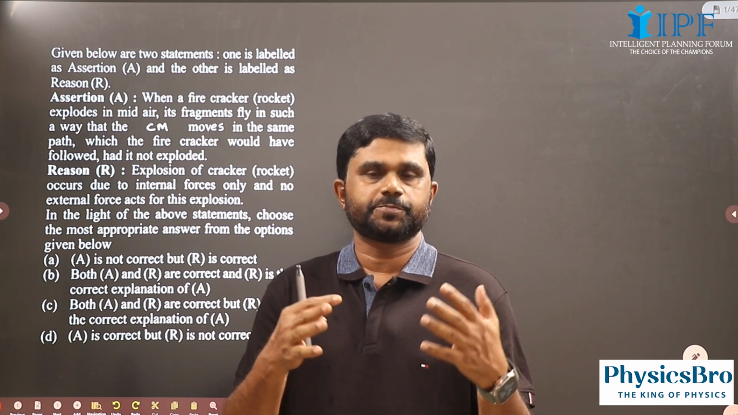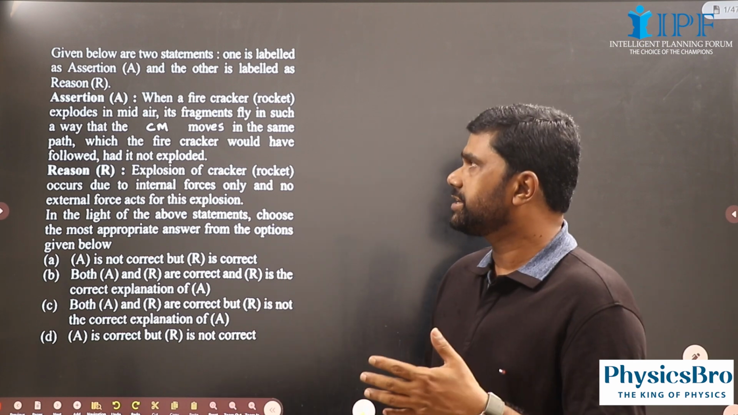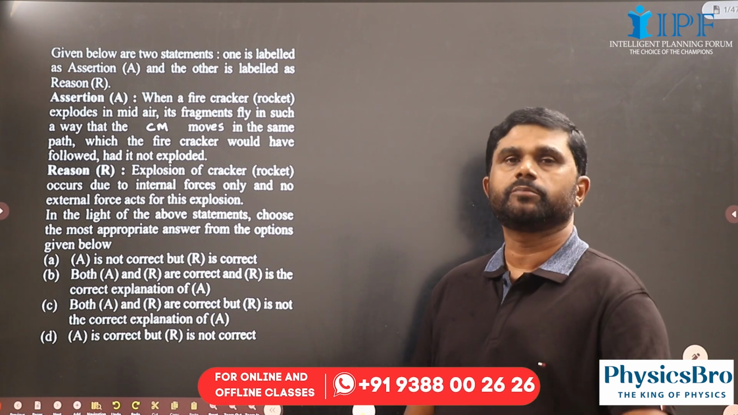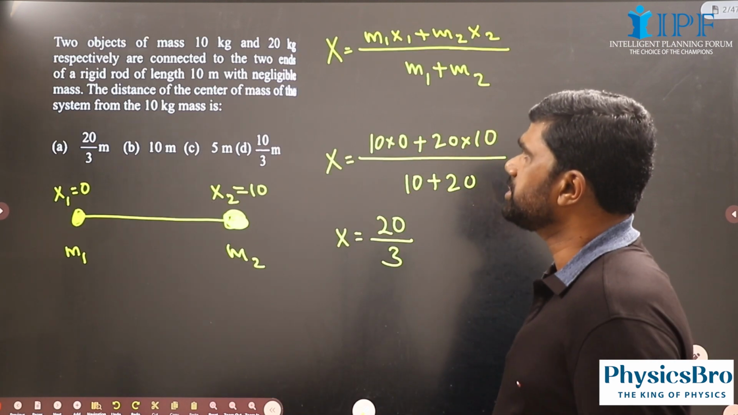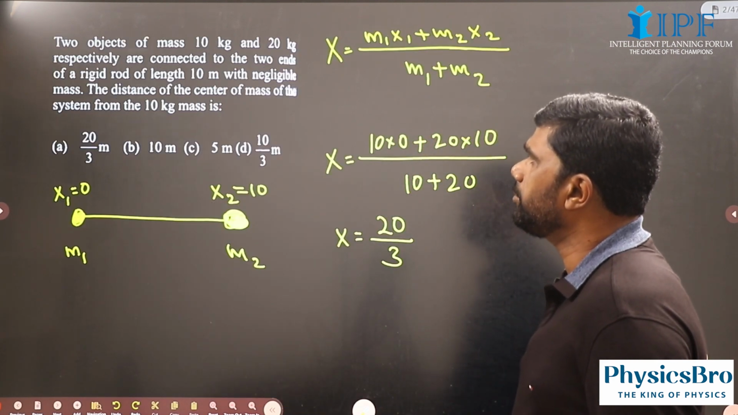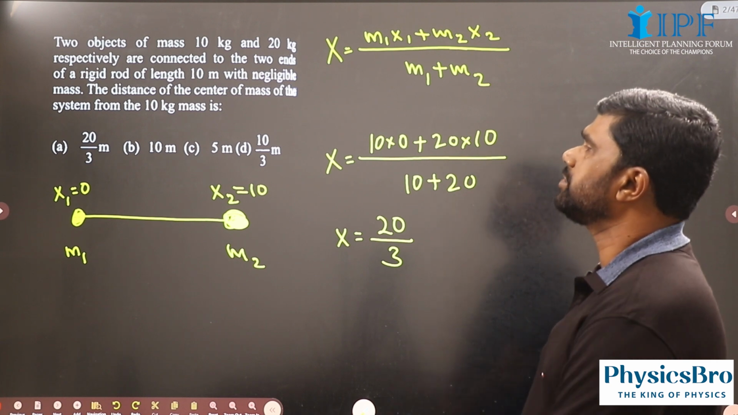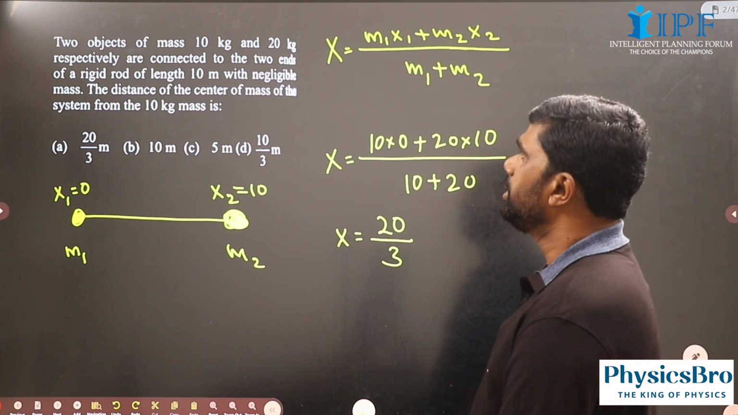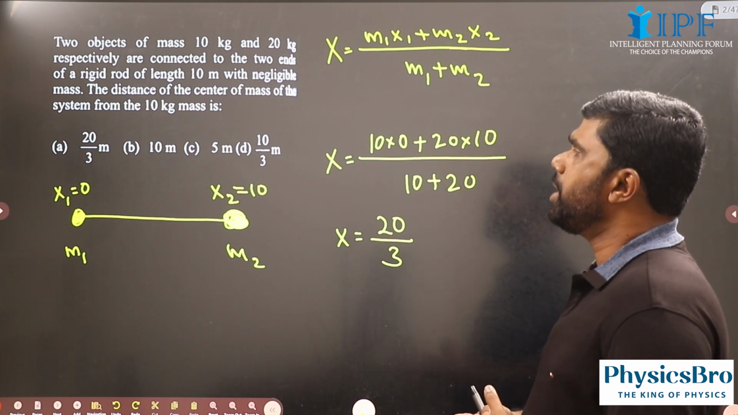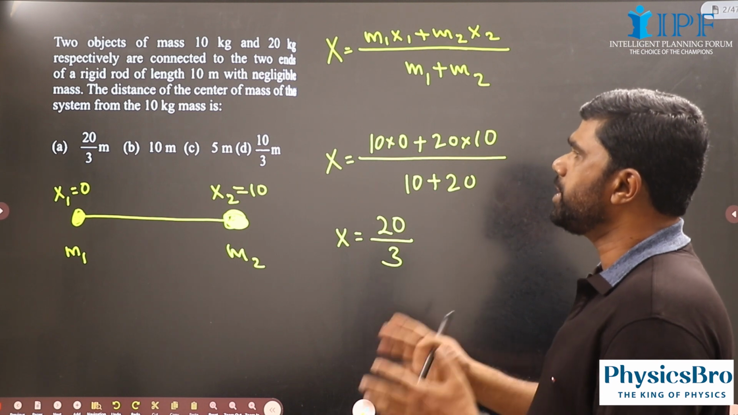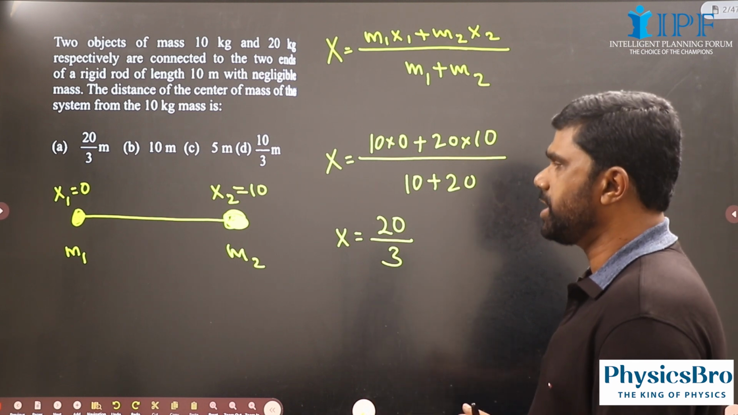Now let's discuss a PYQ of NEET from the chapter Rotational Motion. Two objects of masses 10 kg and 20 kg respectively are connected to the two ends of a rigid rod of length 10 meter with negligible mass. The distance of the center of mass of the system from the 10 kg mass is.